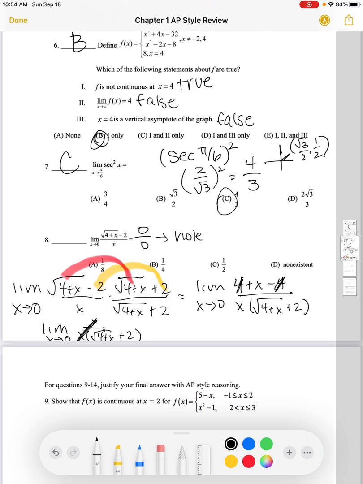And now my x's cancel. So using direct substitution on this simplified function, in the numerator there's only 1 left, over the denominator, plugging in 0 for x. So the square root of 4 is 2 plus 2, giving me an answer of B, 1/4.